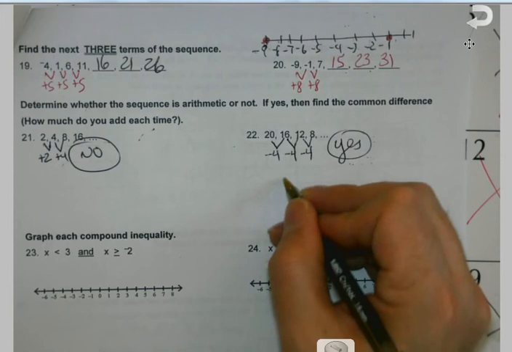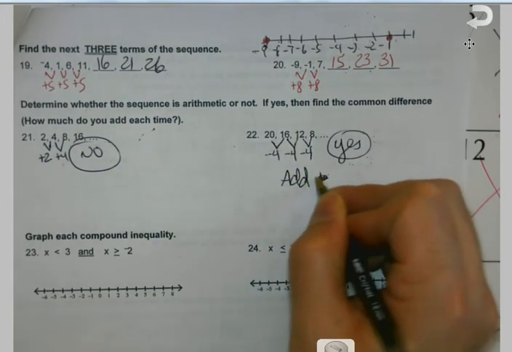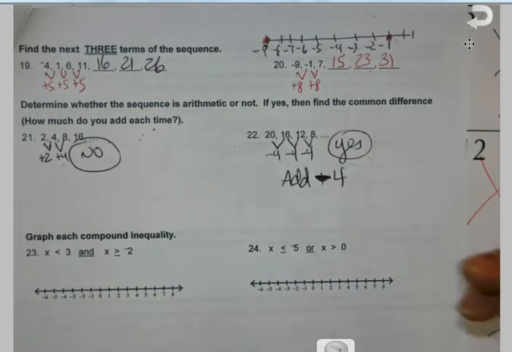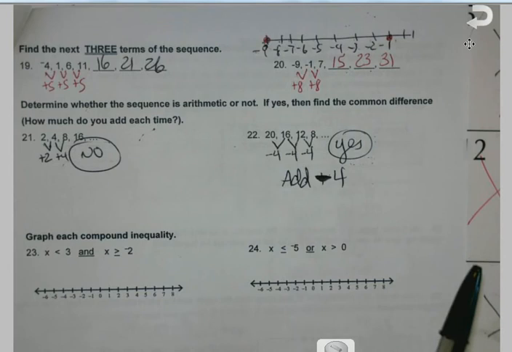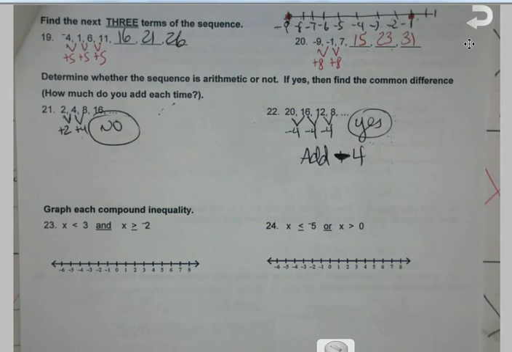And my common difference, technically you're saying that it's add -4. But if you just said -4, I'd be okay with that. So that's something to consider. And again, some of you, I'm serious, you're going to want to go digging through your notes on this because you can use all that stuff tomorrow.